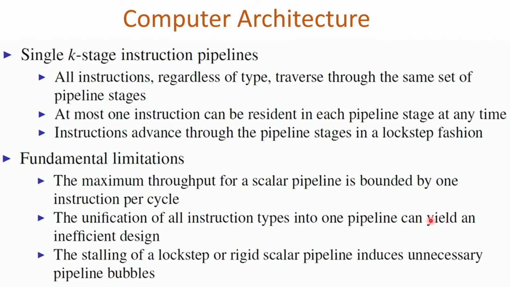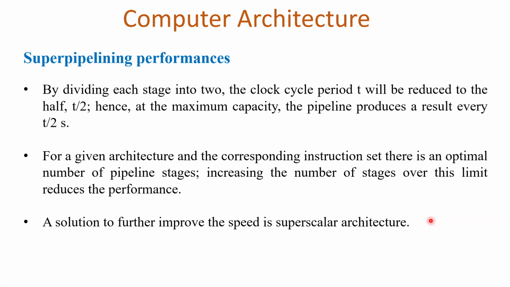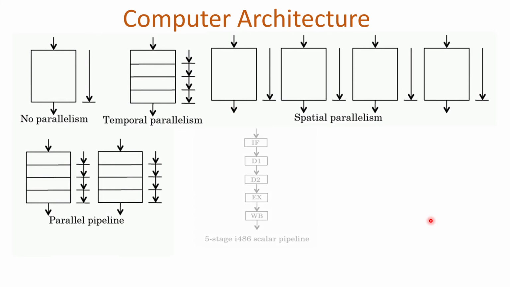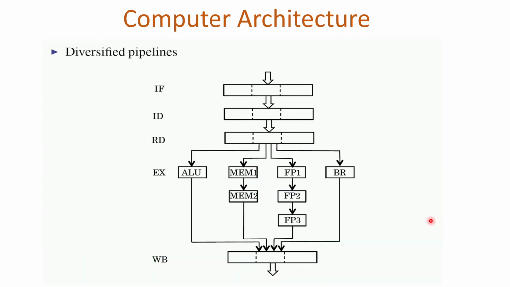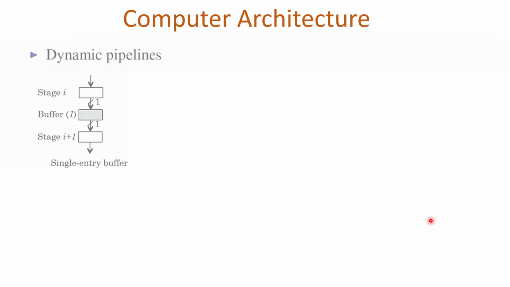It's not possible. That's why ultimately there will always be a chance of creating a bubble, and this is what we can remove with the help of what we call superscalar pipelining. So how can we do this? Let's see. Before we understand that, we'll start with the concept of dynamic pipelining.